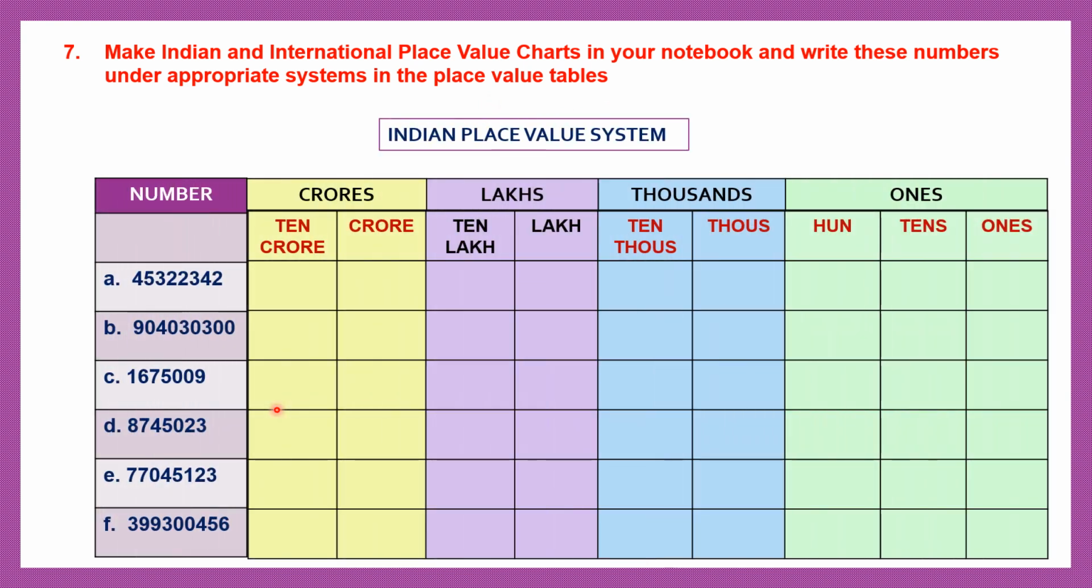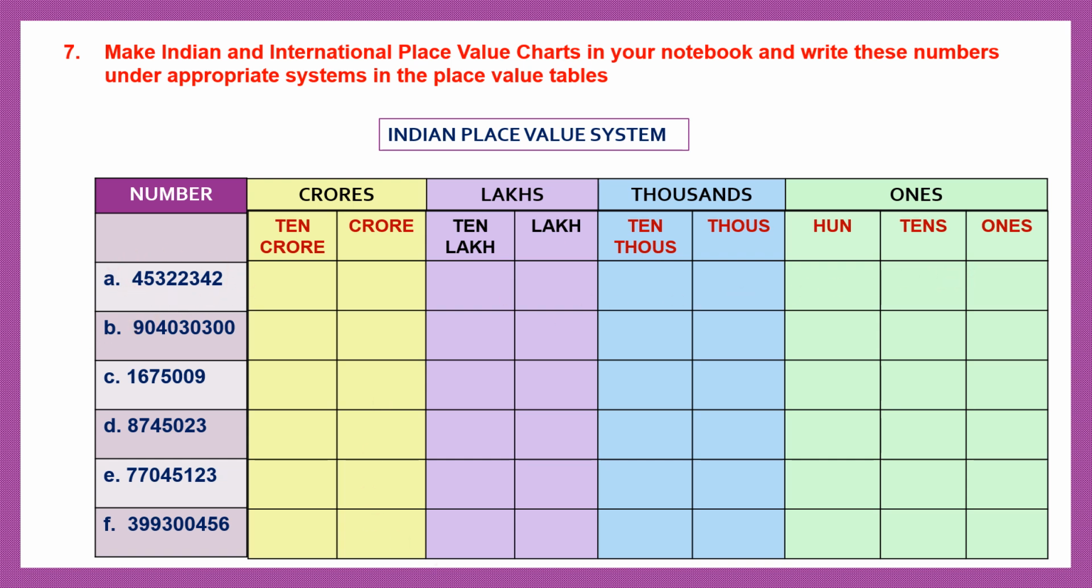So we have the Indian place value system here. This is the Indian place value chart or the table. Now the numbers are given to us. We have to place them in the right places. So we have the periods, the ones, thousands, lakhs and crores period, and we have the places, ones, tens, hundreds, thousands, 10,000s, lakhs, 10 lakhs, crore and 10 crores. So now we're going to take this number and we're going to put it here.